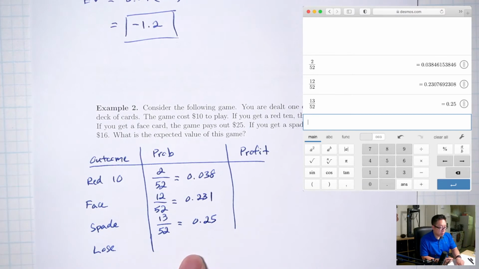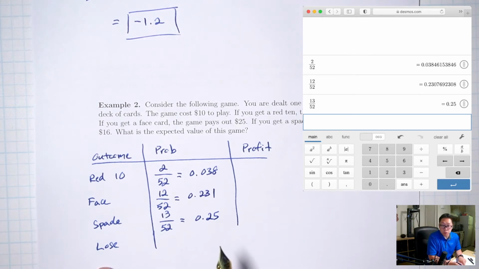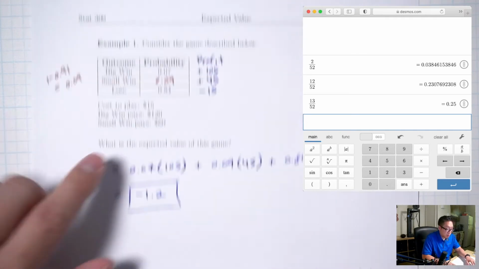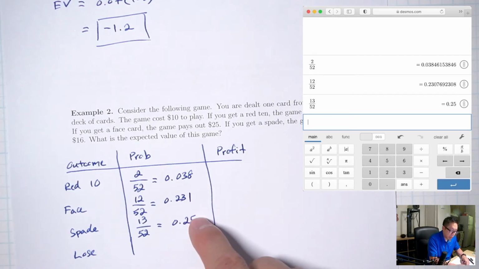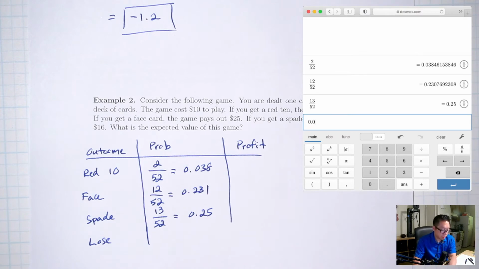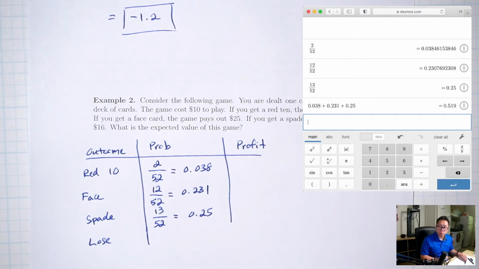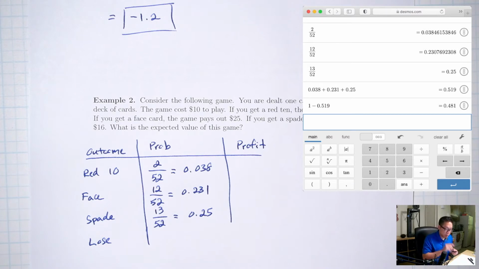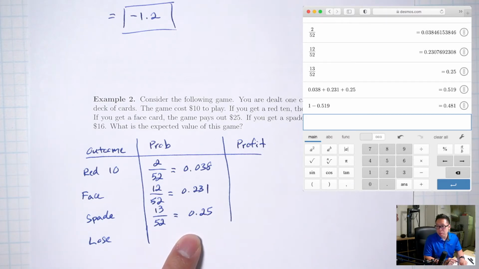And then I also need a probability for just losing. And that's going to be the missing probability. Okay, so the way we found the missing probability is add up what you have so far. So 0.038 plus 0.231 plus 0.25, which is 0.519, and then do 1 minus that. So 1 minus 0.519. And that should give you the missing probability, which is 0.481.